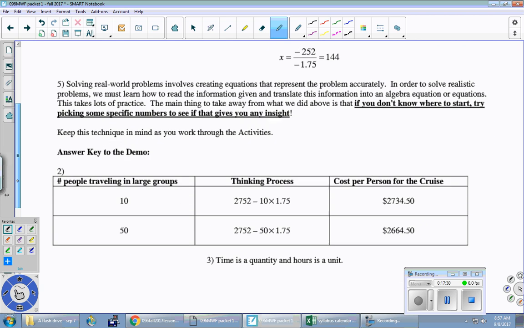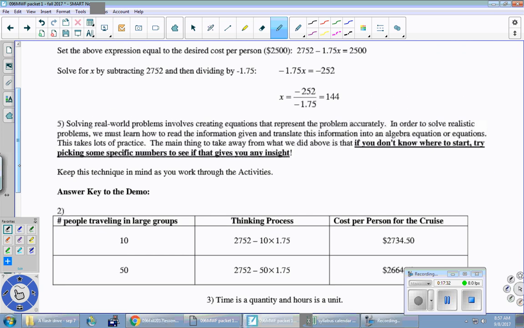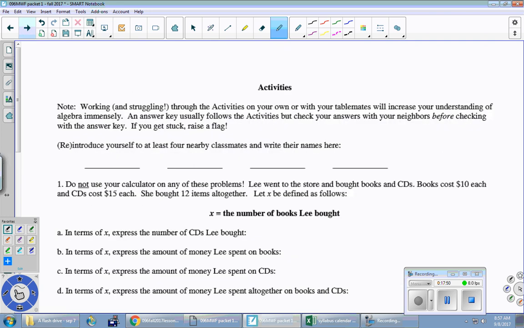Okay, so I'm just going to come down here and read this bold-faced thing on the very next page. If you don't know where to start in a word problem, try picking some specific numbers to see if that gives you any insight, okay? Don't be shy about just making up a number, seeing if that can guide you. All right, so if you go to the very next page, at the top it says activities. So first you're going to reintroduce yourself to the people at your table, write their names down again, and then jump in together on the activities, raise a flag if you get stuck.